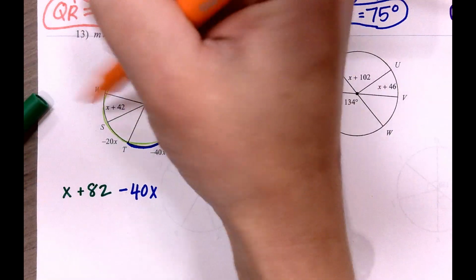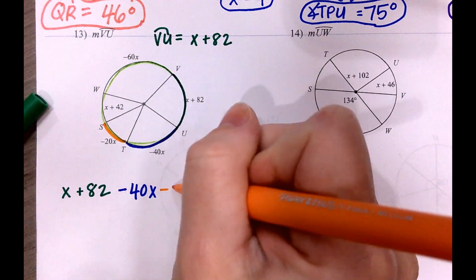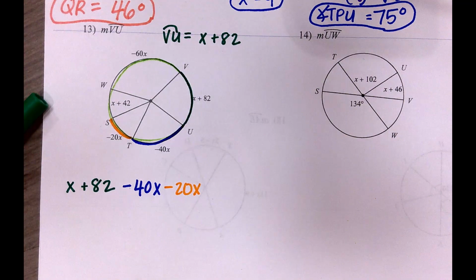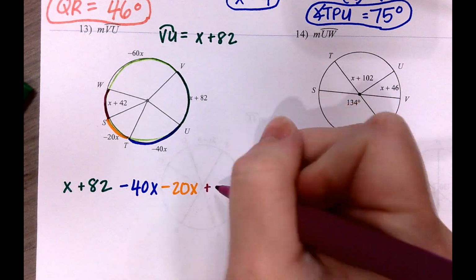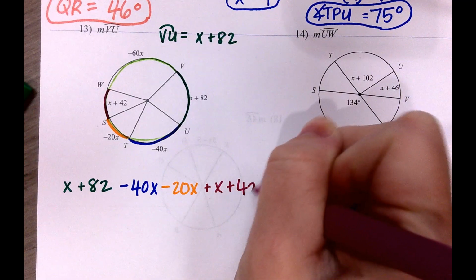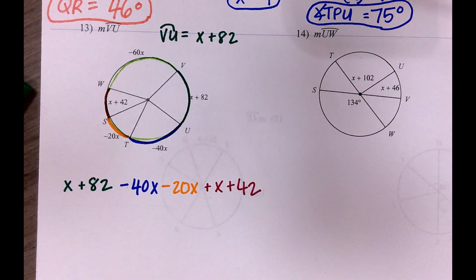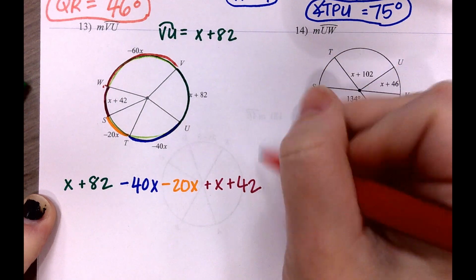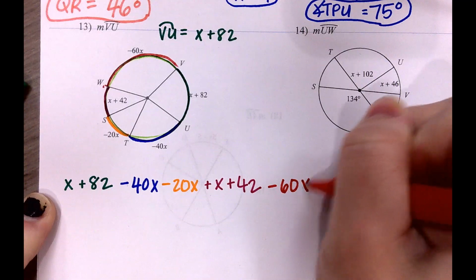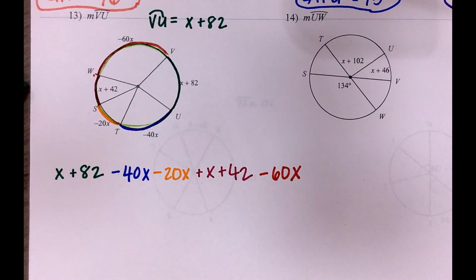Negative 28. Yep, minus 20x. Then I'll plus x plus 42. Good. Plus x plus 42. And one last. Minus 60x. Equals 360. Equals 360. Good.